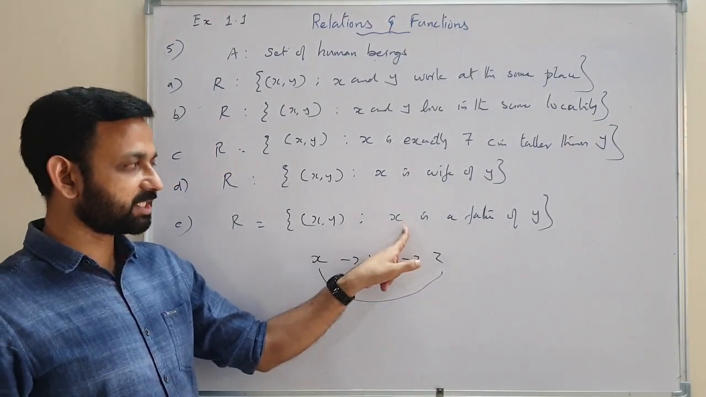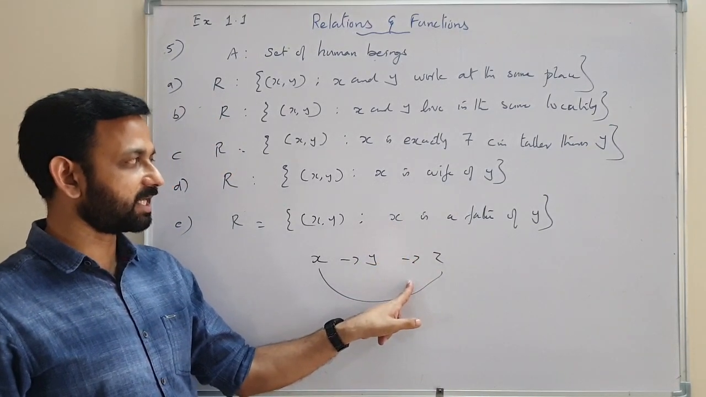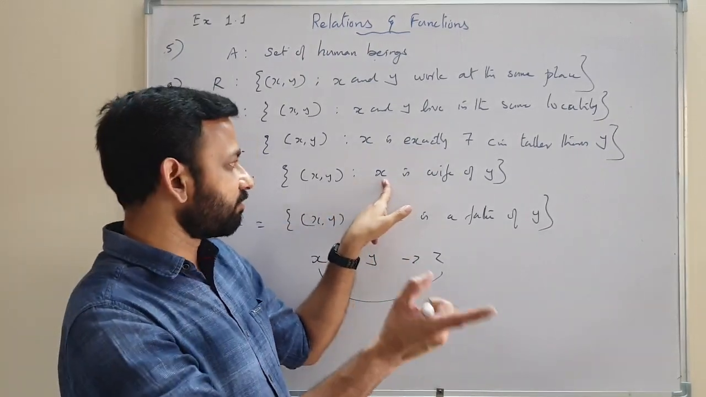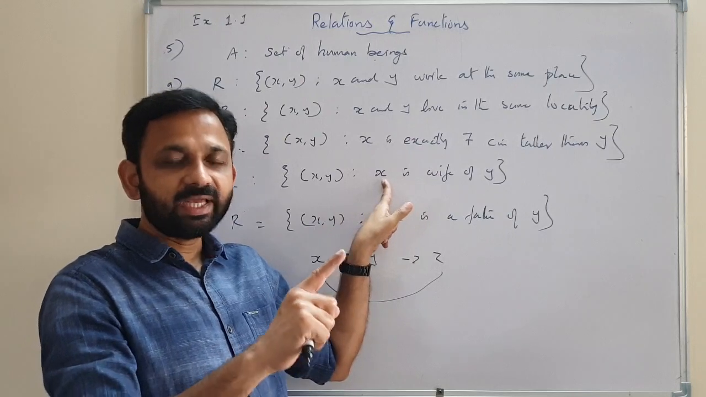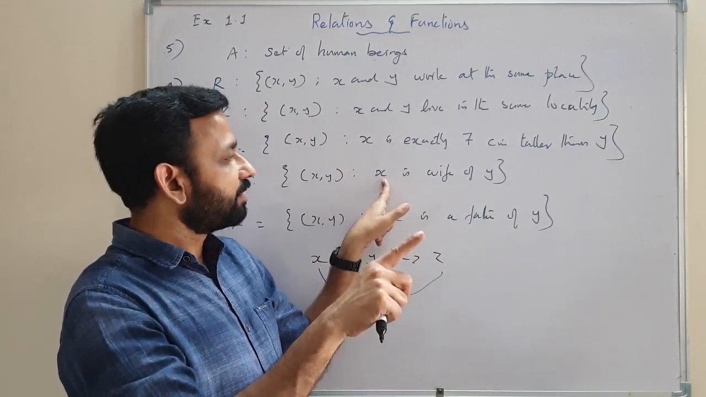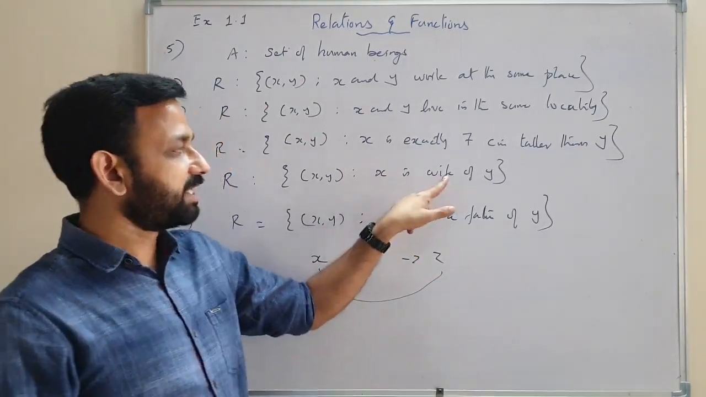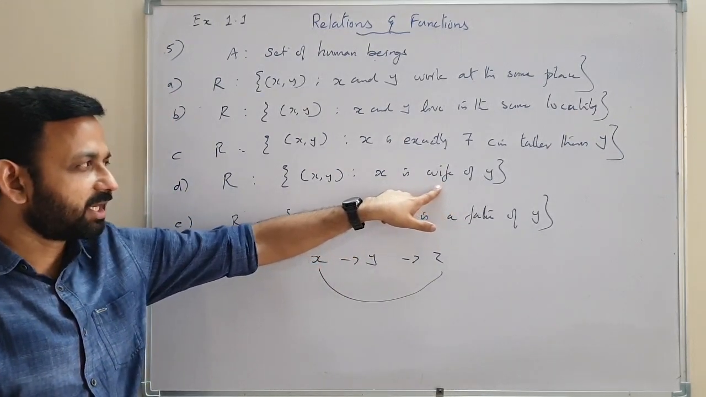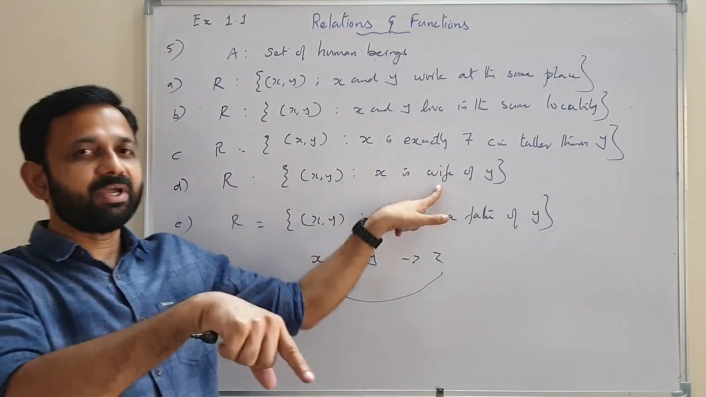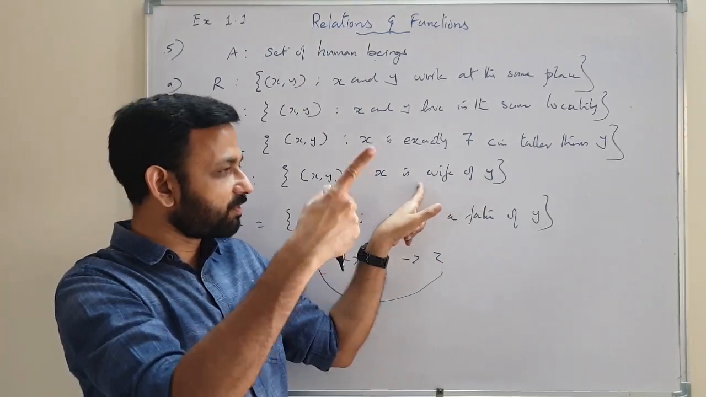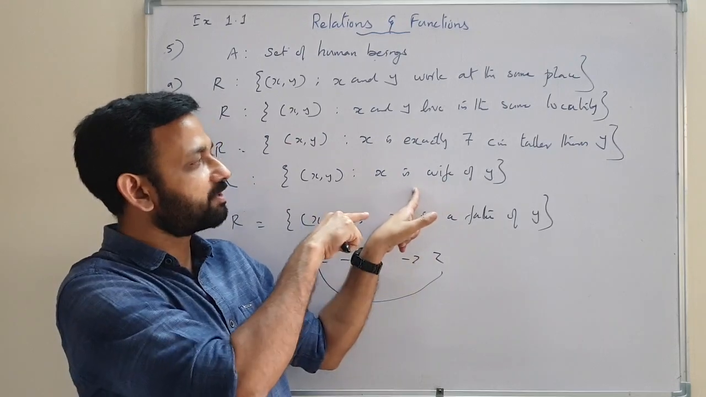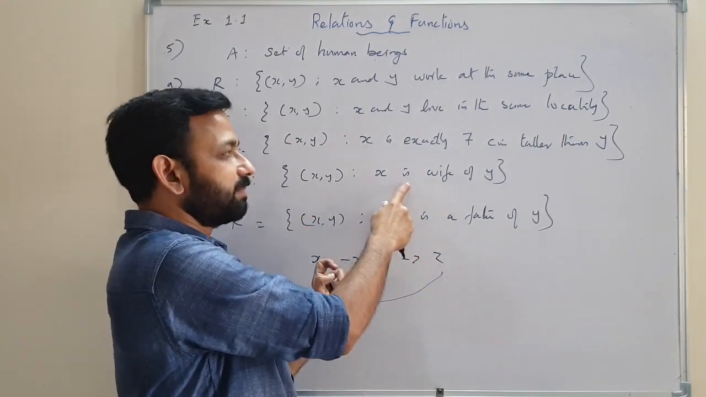It is not a reflexive, it is not a symmetric, and it is not a transitive. But in the wife relation, it is not a reflexive. X cannot be wife of x, it's not possible. And it is not a symmetric. If x is a wife of y, y is a male and y cannot be wife of x, it's not possible. So it is not a symmetric.